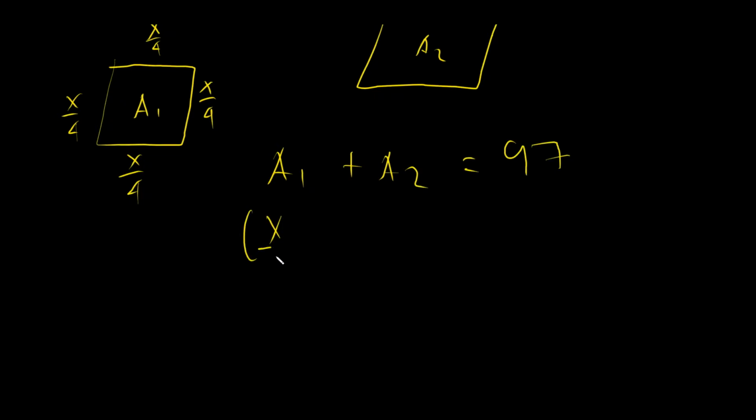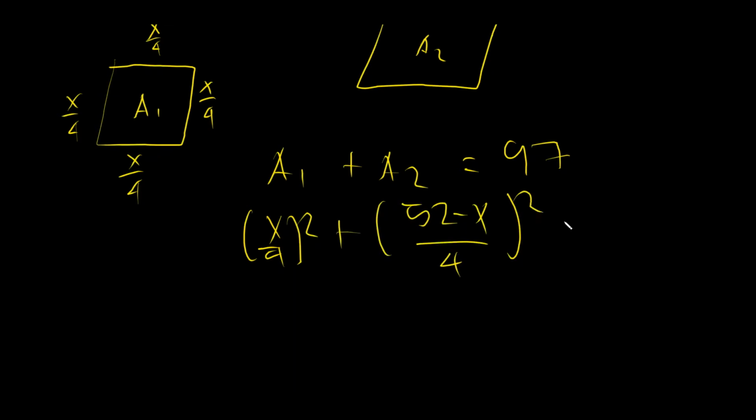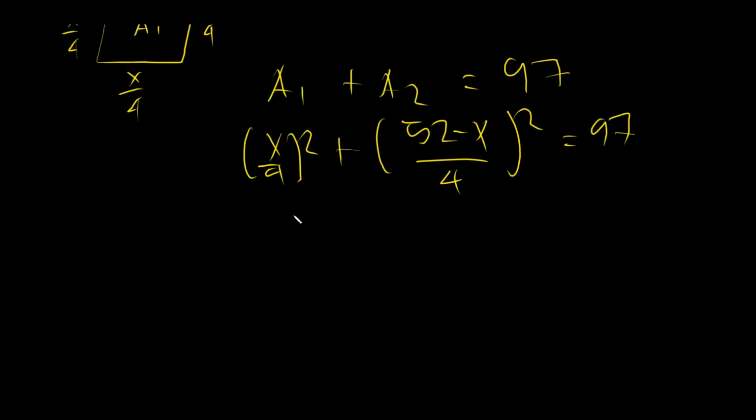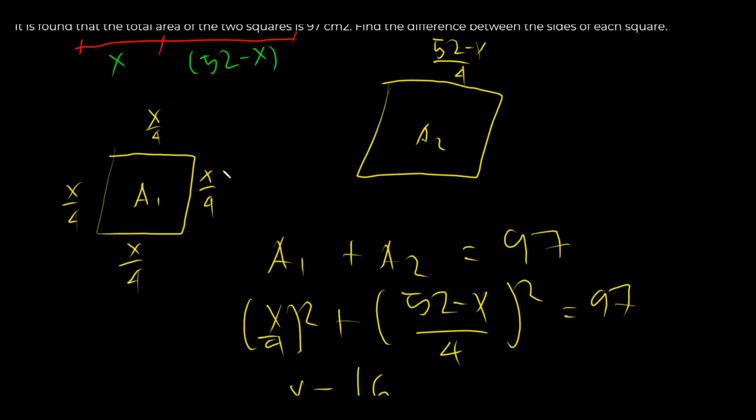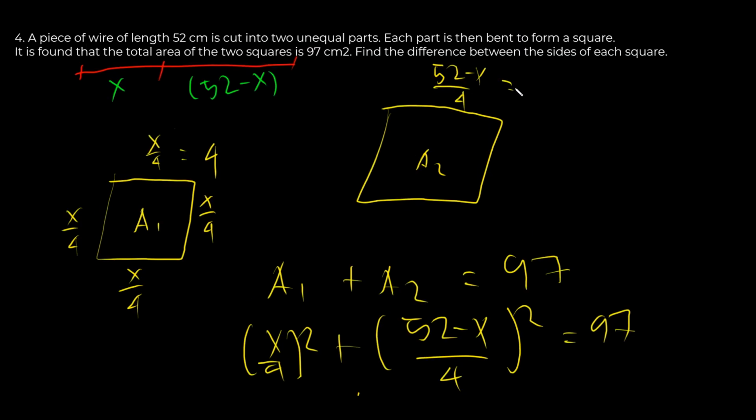So, x over 4 squared plus 52 minus x over 4 squared equal to 97. Then, solve for x. Ang value sa x is 16. Okay? So, kung i-substitute dire, ang kanina side is equal to pila? 16 divided by 4. That is 4. Then, kanina's square, 52 minus 16 divided by 4 equals just to 9. So, sa to pa, ang difference between the sides square is 9 minus 4 equal to 5.